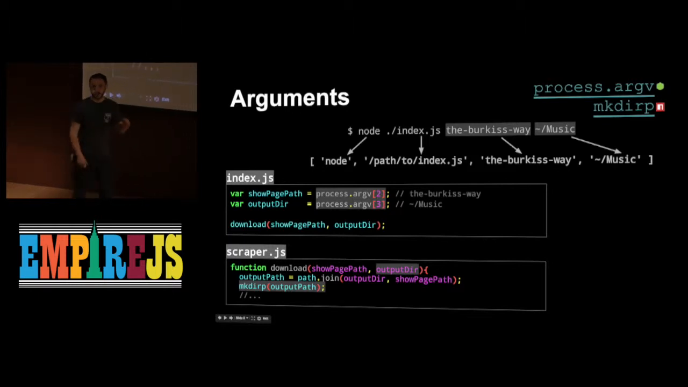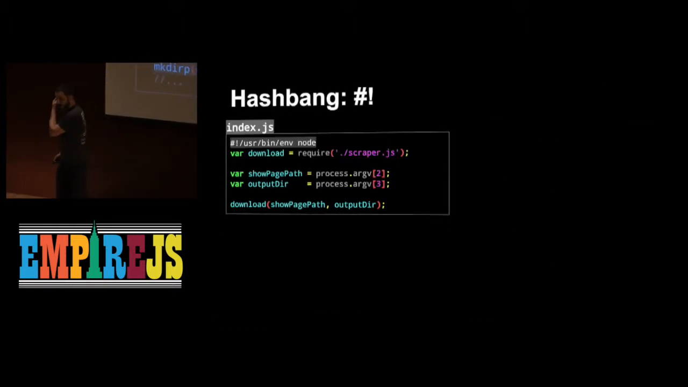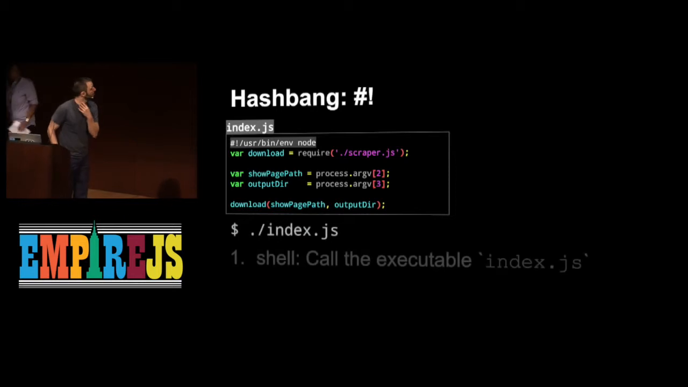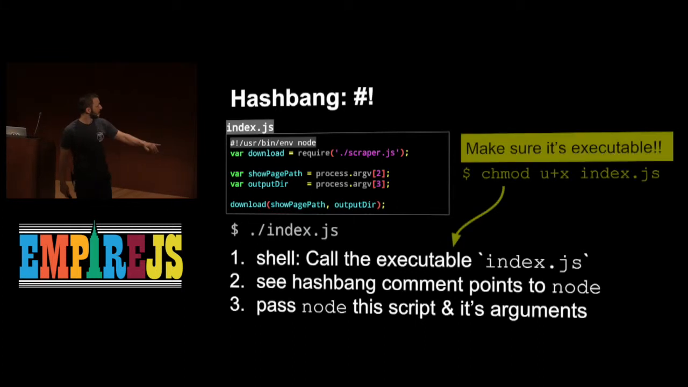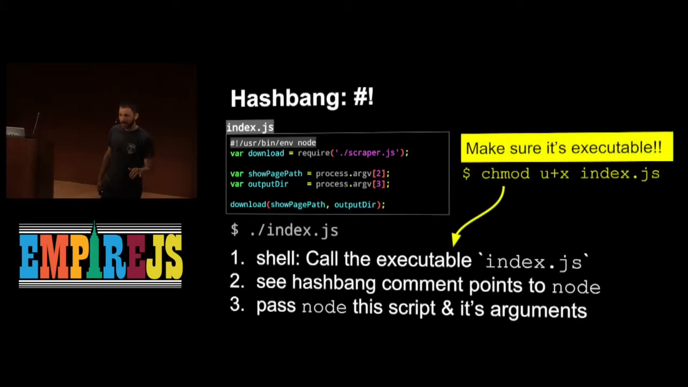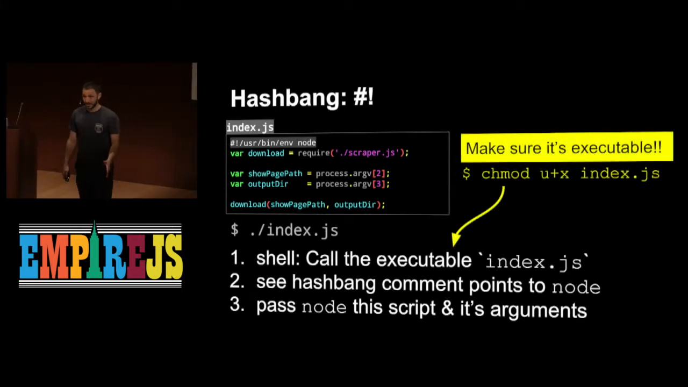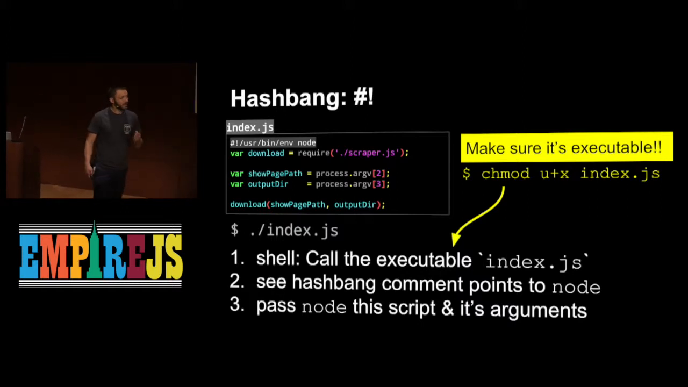One note to bear in mind here is that these argv2, argv3, they're still the same, even though we don't have node at the beginning of our command line anymore. The process argv0 is still node. So you don't have to change any of those things. Now, one gotcha here, it says call the executable index.js. Make sure it's executable. So yeah, you want to use chmod to make sure the user has execute permissions.